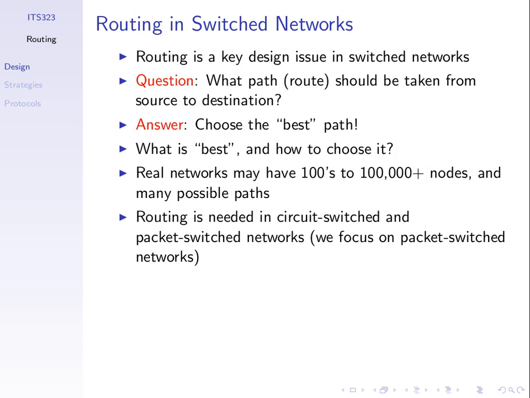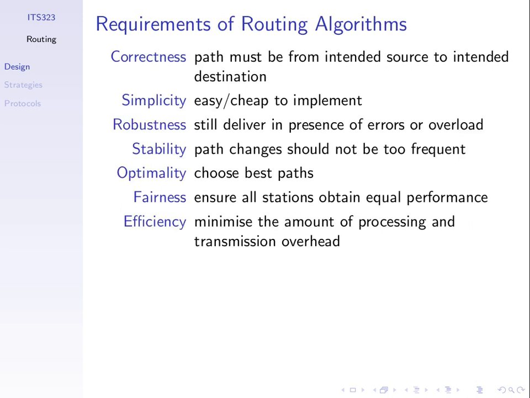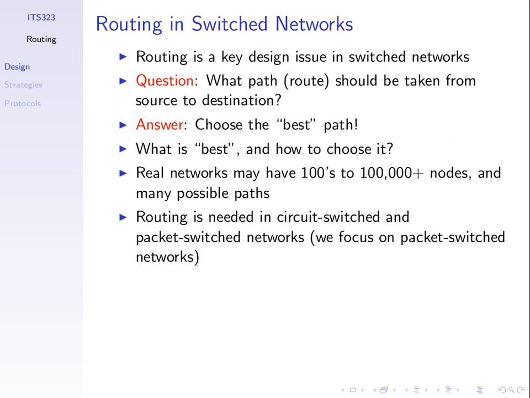So what do we mean by best, and how do we choose the best path once we define best? What algorithms do we have available? When there are many possible paths, choose the best one. We're going to focus on routing in packet switch networks, but it's essentially the same in circuit or packet switch networks. So coming back, we'll see that we need to define what is best, and we need some algorithm to choose the best path, a routing algorithm.